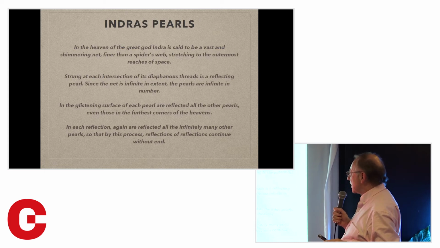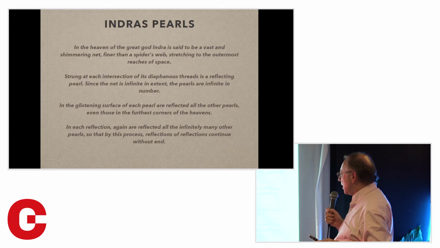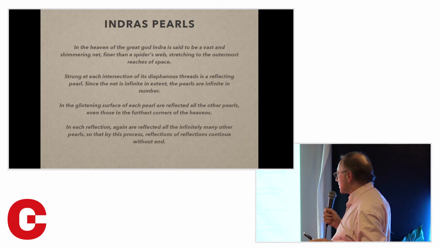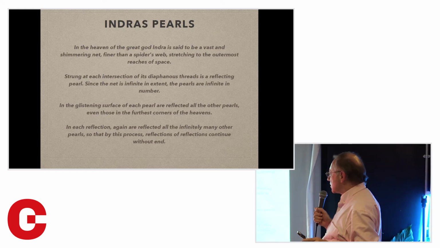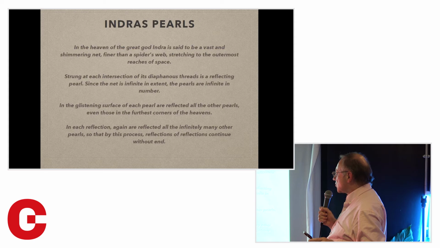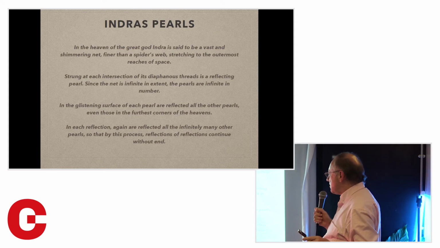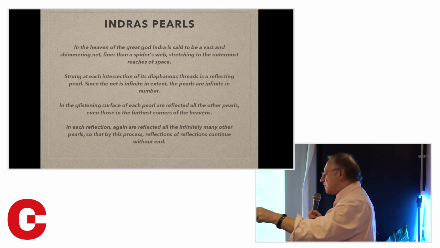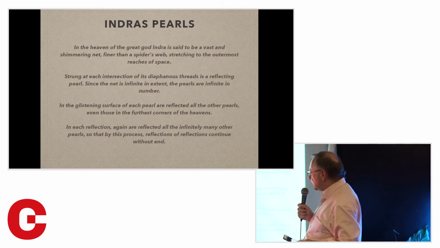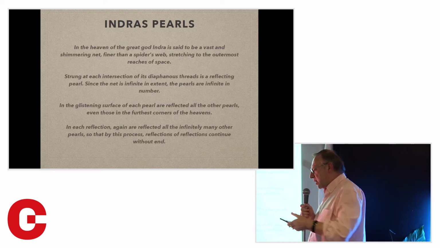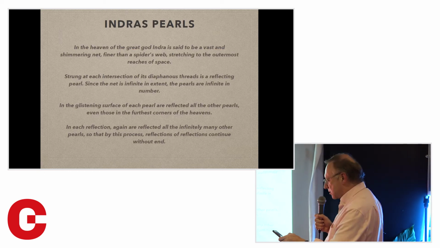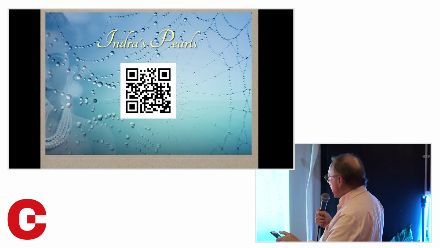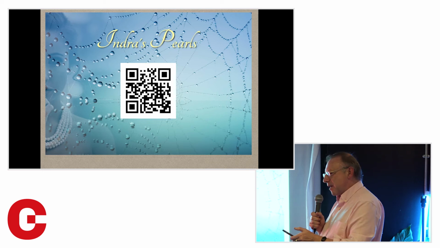Since the net is infinite in extent and the pearls are infinite in number, in the glistening surface of each pearl are reflected all the other pearls, even those in the furthest corners of heaven. In each reflection, again, are reflected all the infinitely many other pearls, so that by this process, reflections of reflections continue without end, which is effectively what I've got in this sharded UTXO system, where the hashes are distributed amongst the neighbours. So that kind of completes that little part.